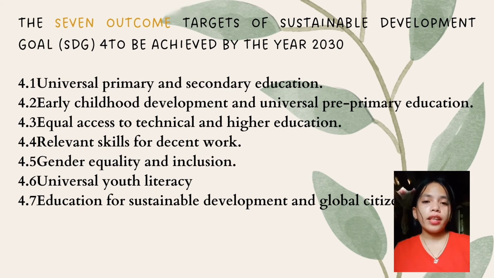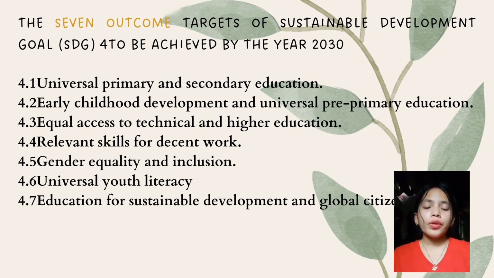And the third is equal access to technical and vocational and higher education. It means it ensures equal access for all men and women to affordable quality technical, vocational, and tertiary education including university. Fourth, relevant skills for decent work. To increase the number of youth and adults who have relevant skills for employment, decent jobs and entrepreneurship. Five is gender equality and inclusion. So, all students access this education even if you have disabilities and or indigenous people.